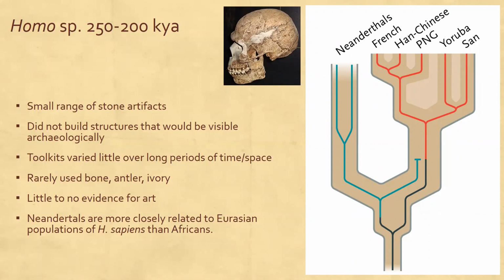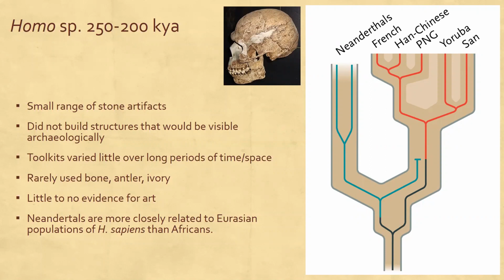So Neanderthals are more closely related to Eurasian populations of Homo sapiens than they are to Africans. And what this suggests is that while these species are evolving separately, Neanderthals are undergoing their own biological evolutionary trajectory in Europe. Fully modern humans are undergoing their evolutionary trajectory in Africa. But at some point, they come into contact with one another, first probably in Southwest Asia, and they begin swapping genetic material, interbreeding with each other, and producing viable offspring.